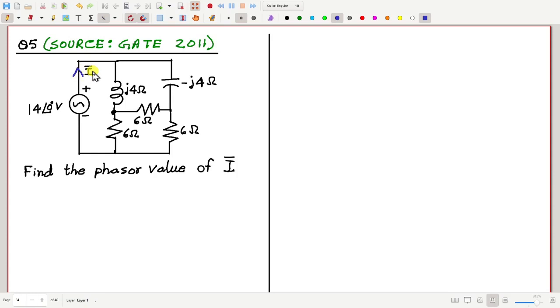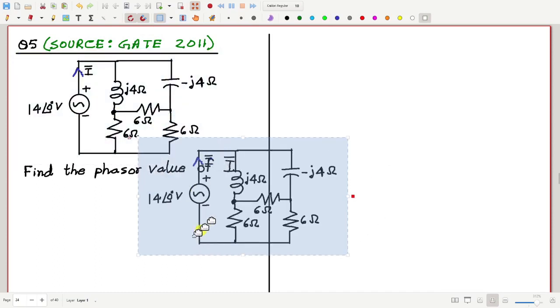Star delta, very good. In which part? The top part? See, the lower part will be easy. I will prefer the lower part because the lower part is completely resistive, so it is easier. Let me copy it.